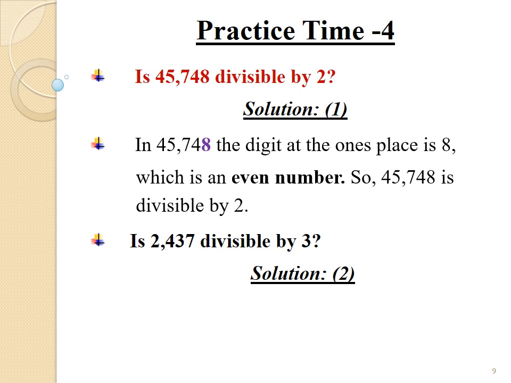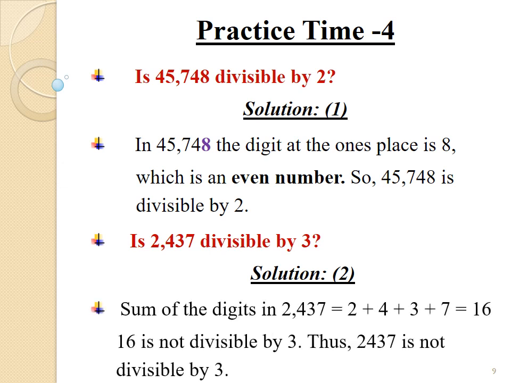Now, sum number 2 is: is 2,437 divisible by 3? Sum of the digits in 2,437 equals 2 plus 4 plus 3 plus 7 equals 16. 16 is not divisible by 3, or 16 is not a multiple of 3. So, 2,437 is not divisible by 3.